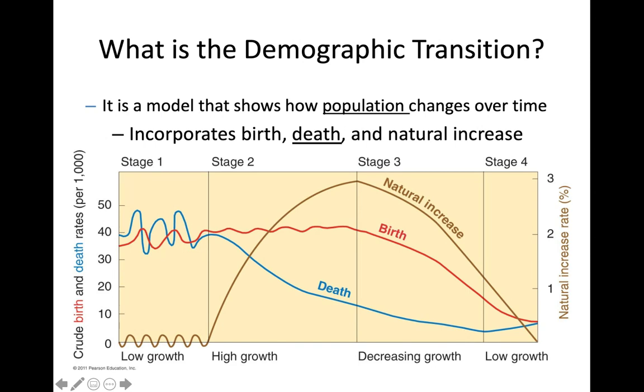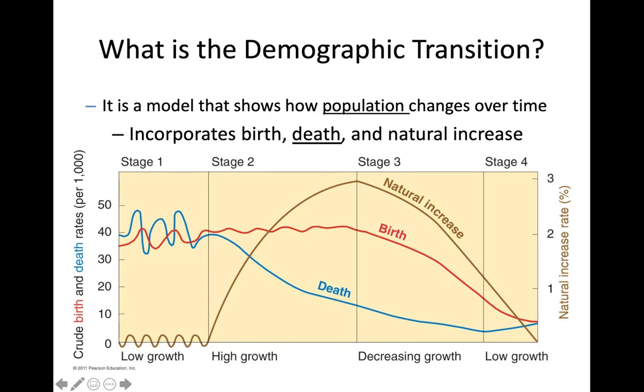A key graphic that geographers use when they study population is the demographic transition model. The demographic transition model shows how population changes over time. It incorporates crude birth rates, crude death rates, and natural increase rates. Here is what a full demographic transition model looks like.